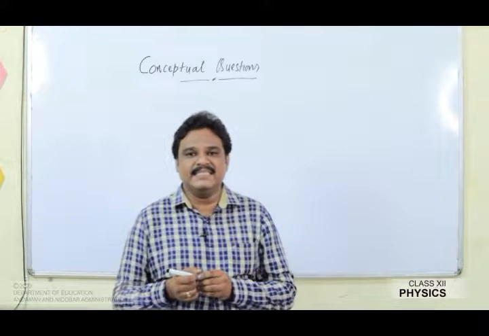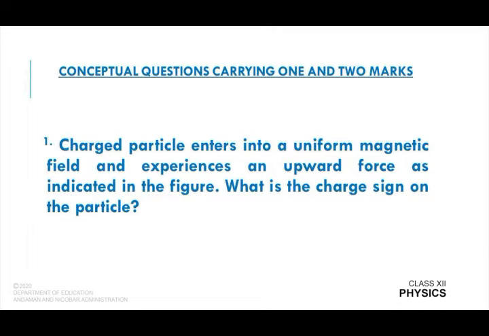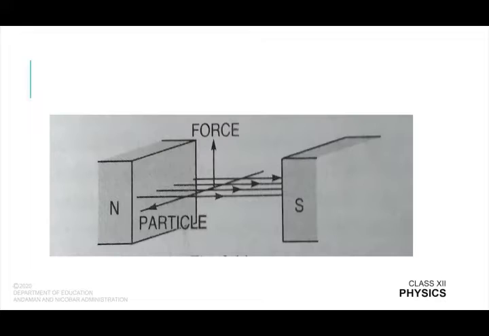What the first question says: a charged particle enters into a uniform magnetic field and experiences an upward force as indicated in the figure. Obviously the figure will follow. What is the charge sign on the particle? So I am going to read back. Charged particle enters into a uniform magnetic field and experiences an upward force as indicated in the figure. The question is, what is the charge sign on the particle? You can focus on the diagram. This is the given diagram for the question.